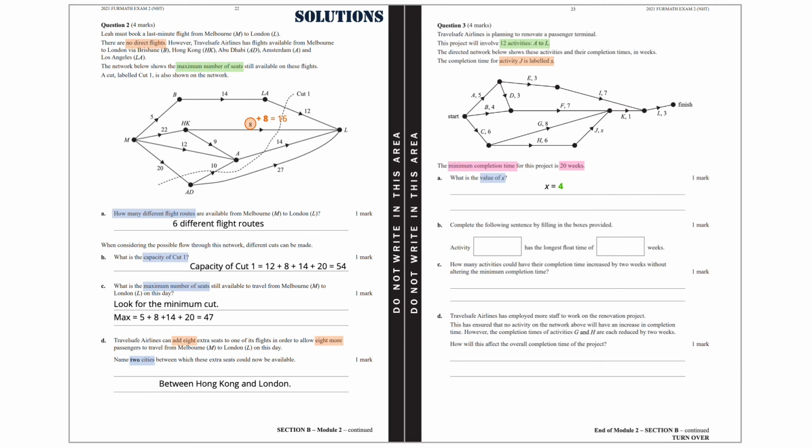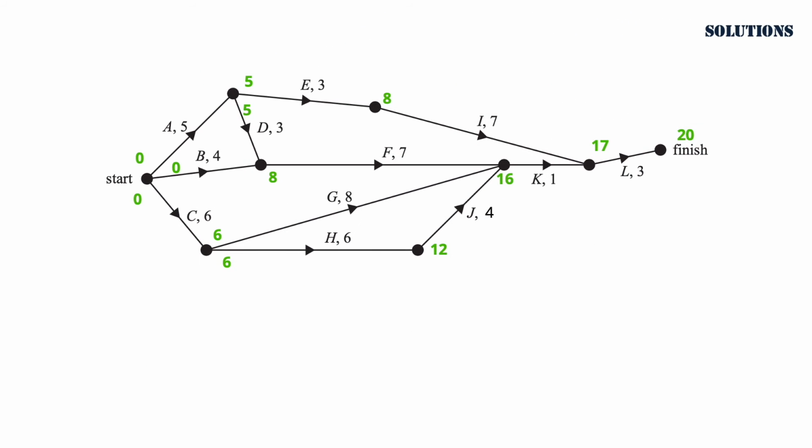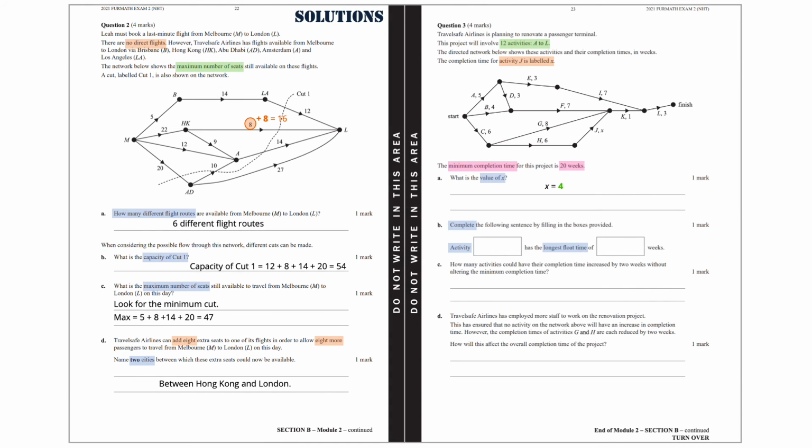Part B. Complete the following sentence by filling in the boxes provided. This question is asking for the activity with the longest float time and the value of this float time. For this, we now need to calculate the latest start time for all the activities. We can now see that the activity that has the longest float time is activity B with 5 weeks.